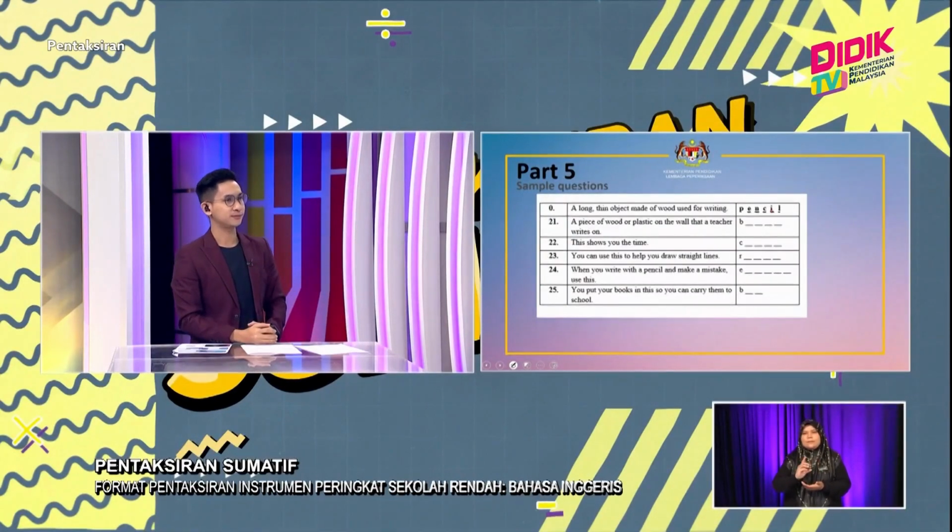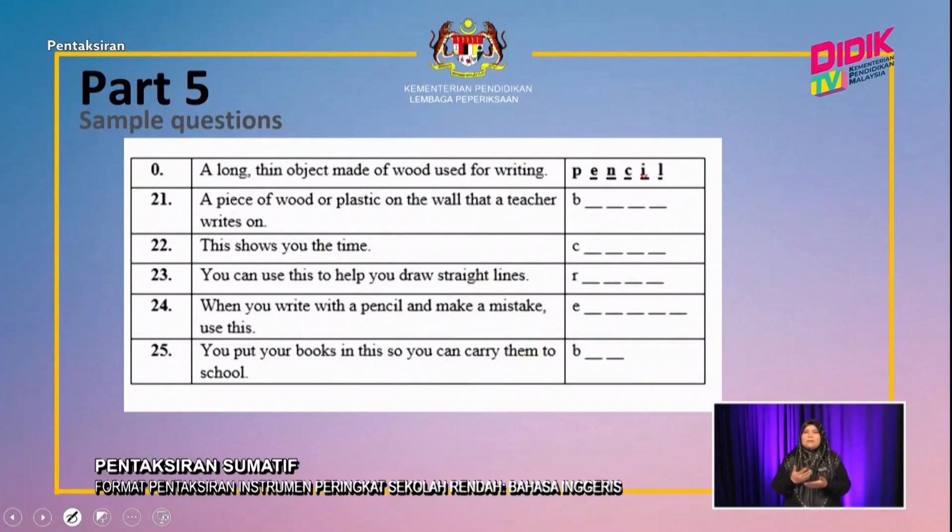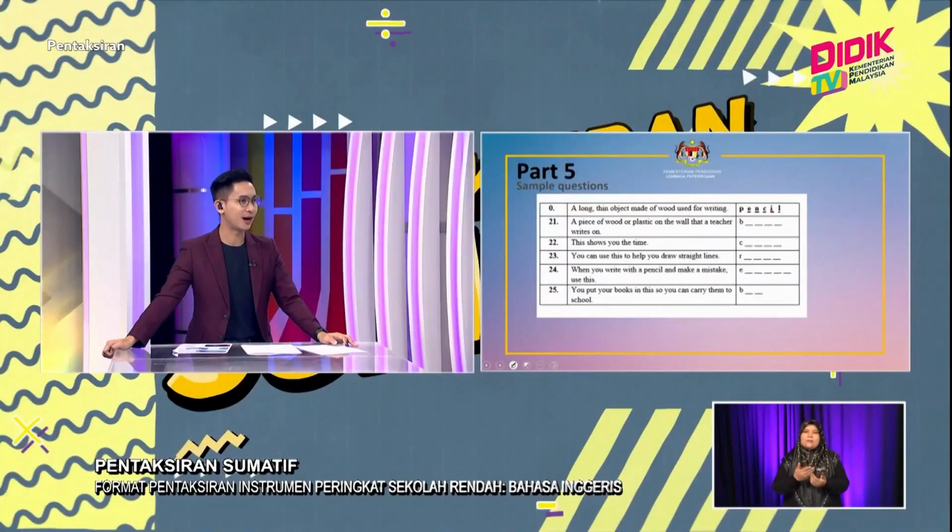Probably that's too easy, Chris. Too easy for you. I can do all. Let's try it. The number 22. This shows you the time, and it starts with C. Clock. C-L-O-C-K. Correct. Good job. The next one. You can use this to help you draw straight lines. Oh, this is easy. Ruler. R-U-L-E-R. 1 more point for you.